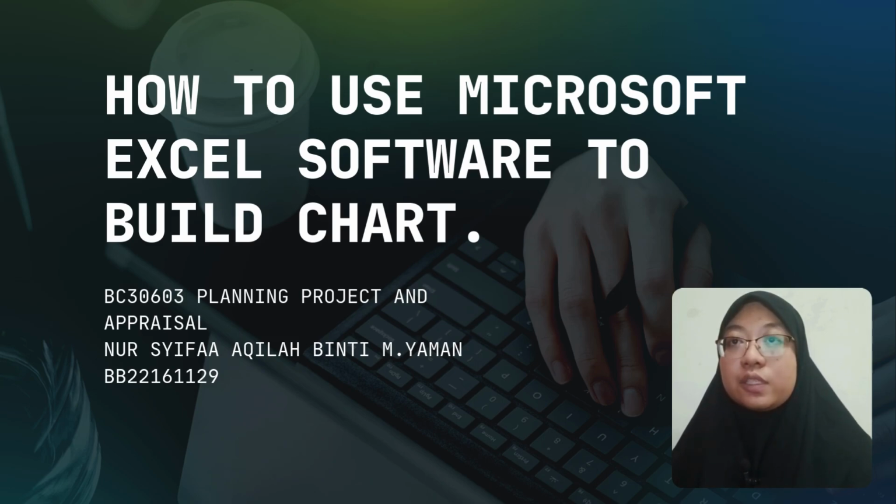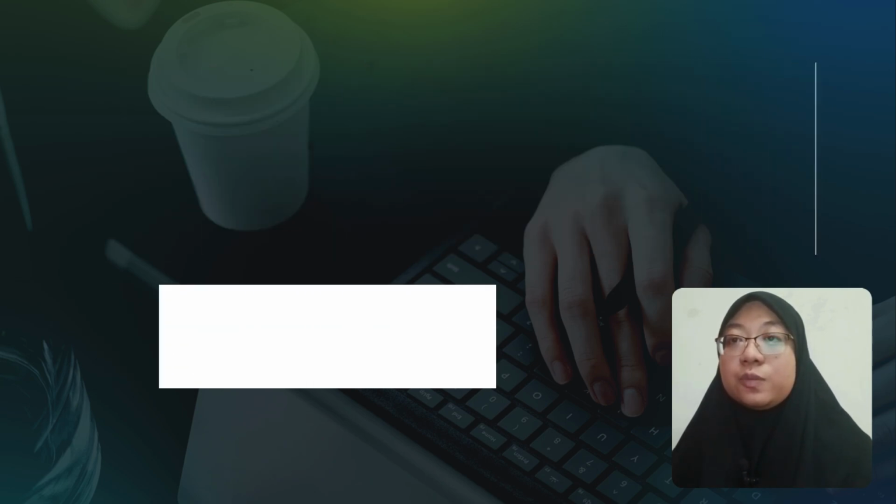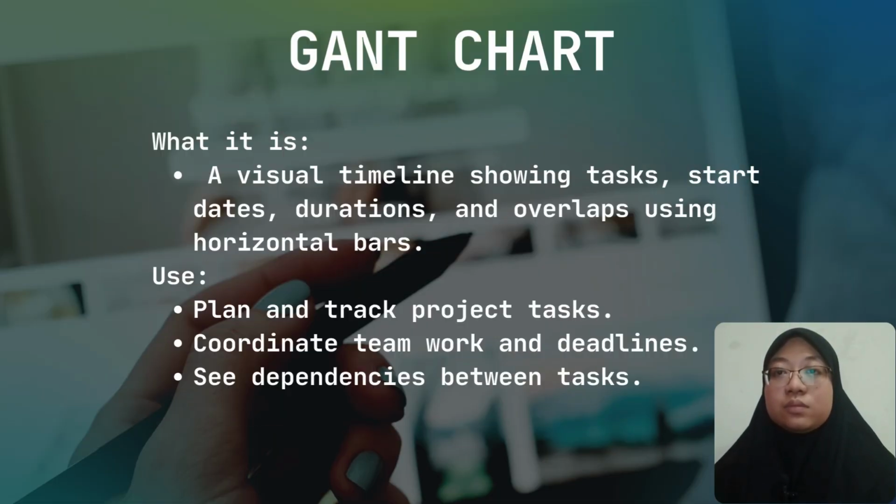So today I will explain how to use Microsoft Excel software to build a chart. First, I will explain about Gantt charts. What is a Gantt chart? A Gantt chart is a visual timeline showing tasks, start dates, durations, and overlap using horizontal bars. It is used to plan and track project tasks, coordinate teamwork and deadlines, and see dependencies between tasks.